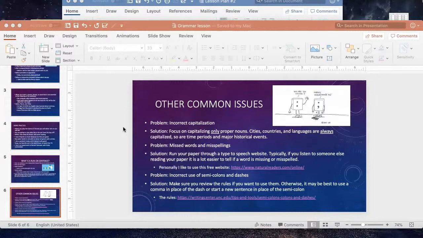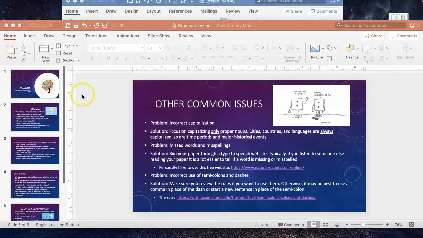This lesson plan was really effective, I think, because it brought up a lot of issues that I commonly see. If you were going to adapt this, one of the main things that you want to focus on is issues that your students have. So if you see your students have a lot of trouble with semicolons and dashes, maybe you would want to go into that and make that the main focus of the lesson plan.